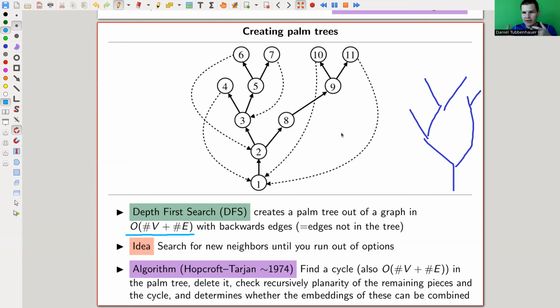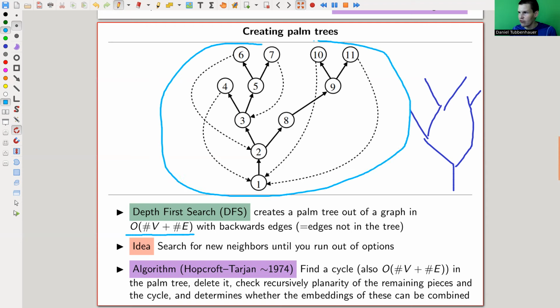I said again, you create this palm tree, which you can do very, very quickly. You take one of the backwards edges, cut the tree along that edge, so break it apart, and then just run the algorithm on the smaller pieces to get a yes or no, and then have some algorithm to put them together. And this decides planarity for you and actually even finds a planar embedding because, well, this guy rearranged correctly will then be the planar embedding.